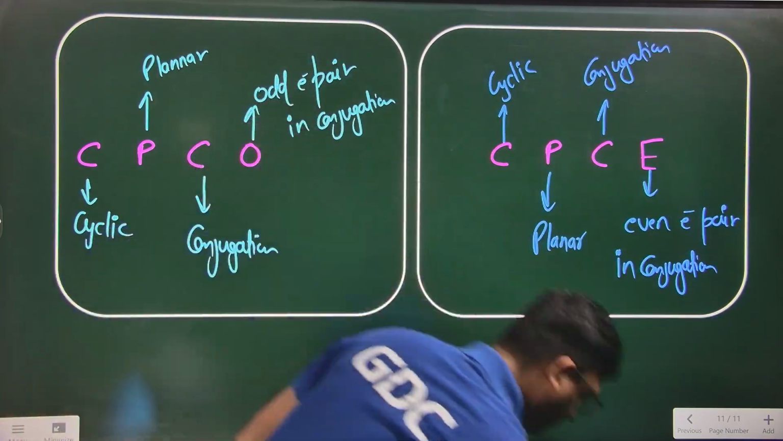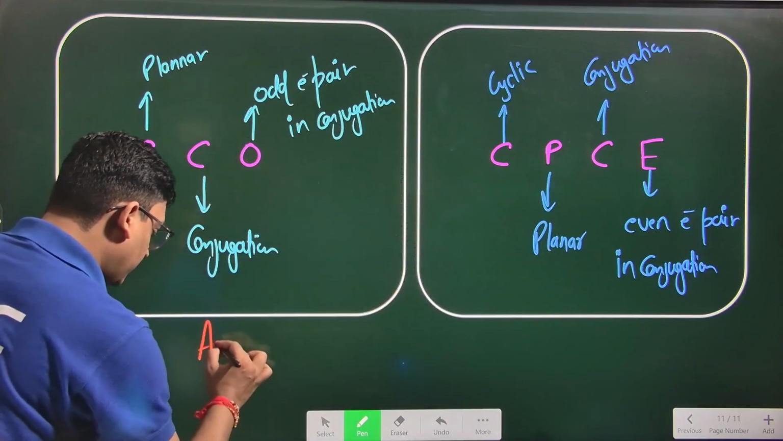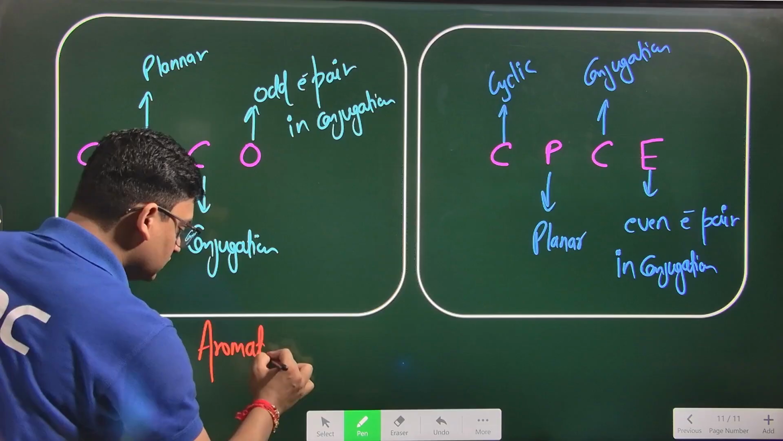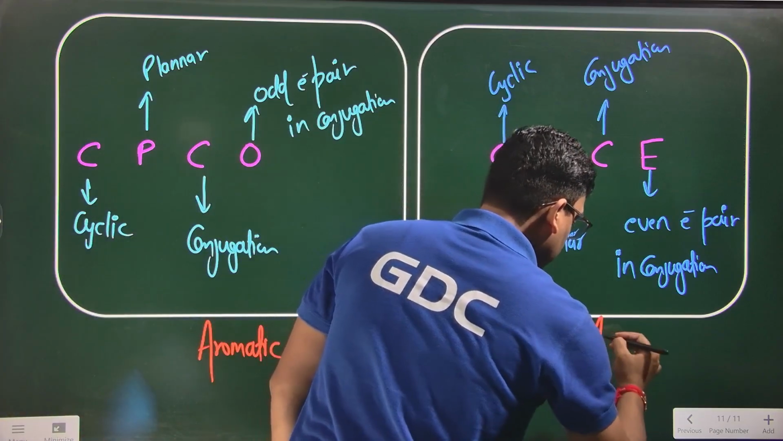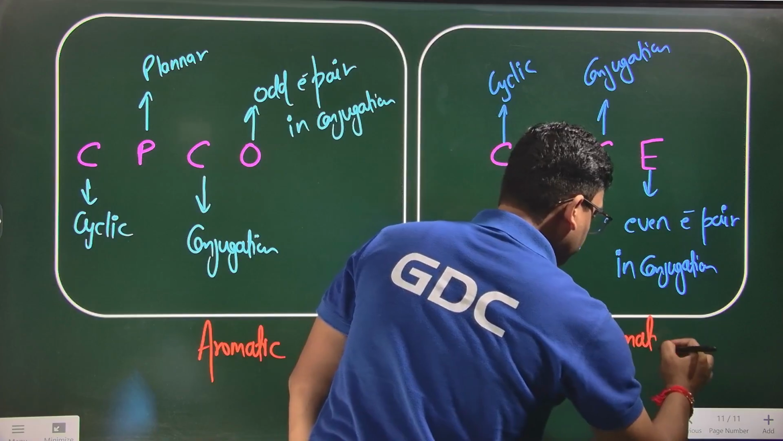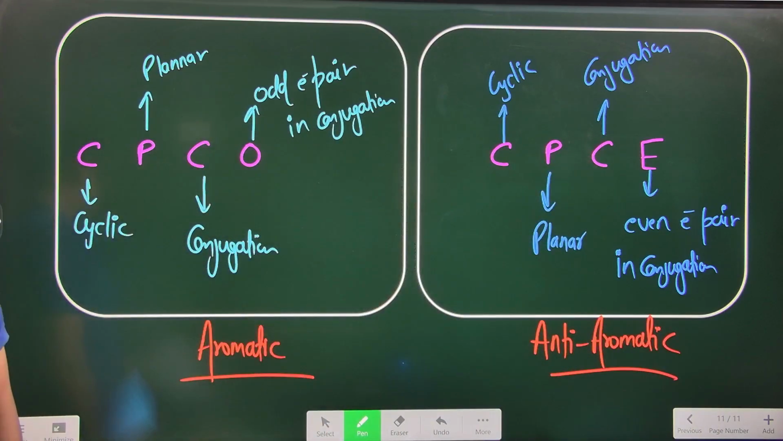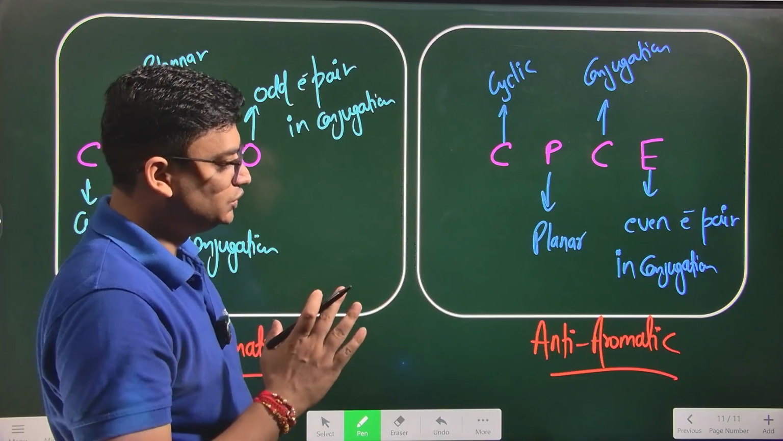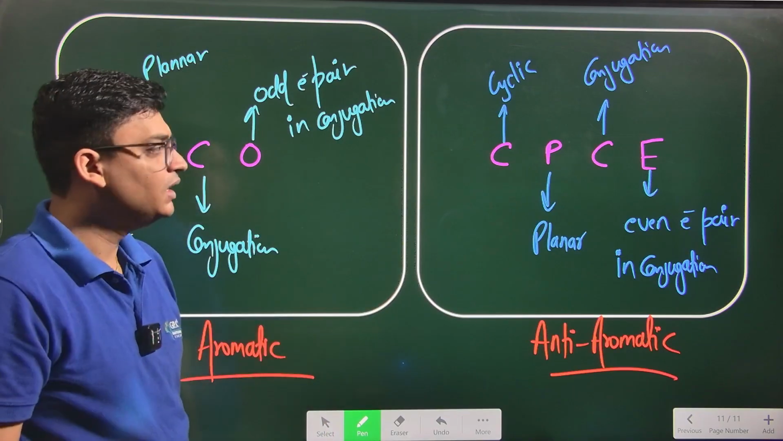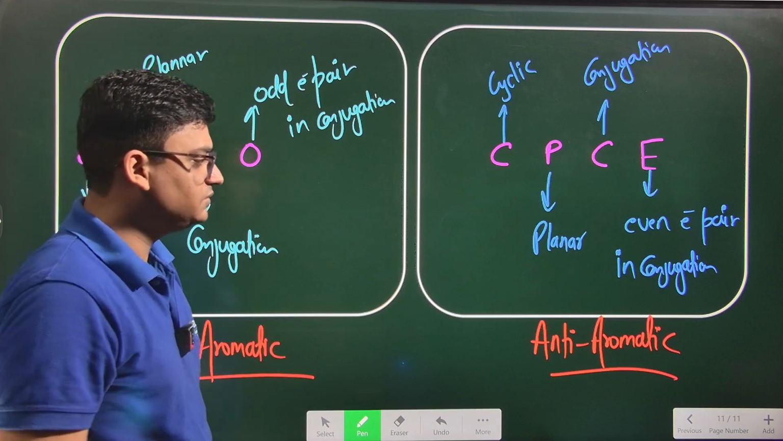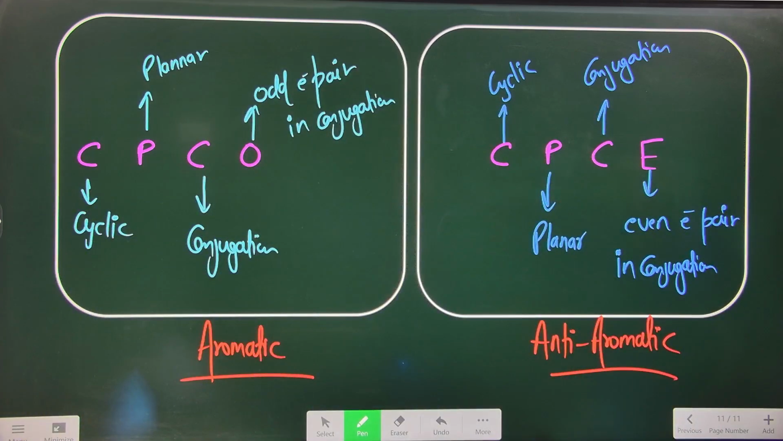The compound will be aromatic if it is following this rule, and if the compound is having this rule, the compound will be anti-aromatic. So CpCO and CpCE, just two tricks. These are the tricks. And now let's have some examples as well.